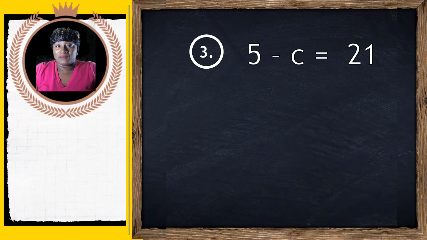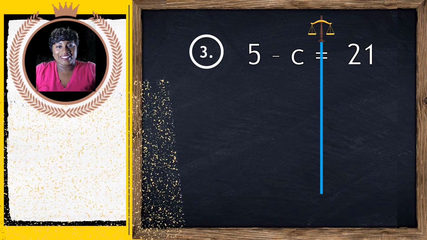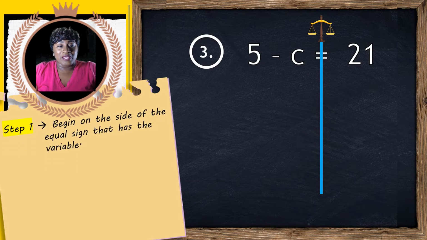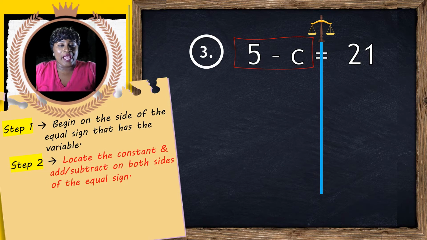Number 3. 5 minus c equals 21. Let's draw the line down the equal sign to balance the equation. Step 1, we'll begin on the side of the equal sign that has the variable. Our variable c is on the left side of the equal sign. Then we will locate the constant and add or subtract on both sides of the equal sign. Here, our constant is 5.